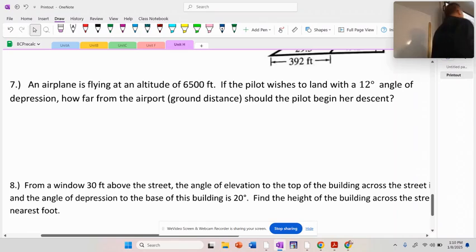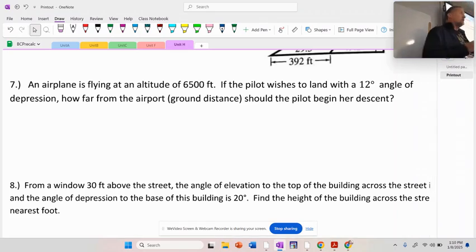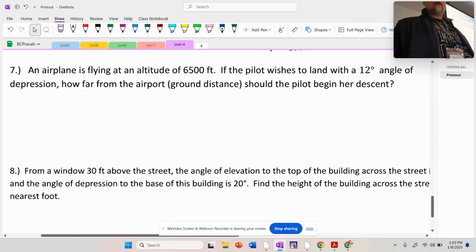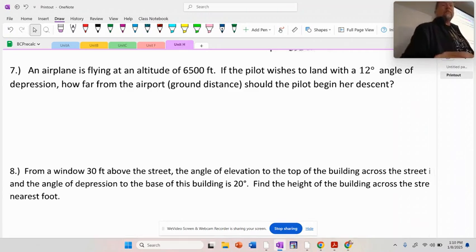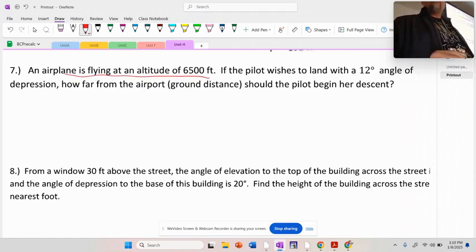So here's an angle of depression. Now there is something really tricky in this question. It caused me a pause. I didn't unfortunately look at this before doing the notes because I knew it'd be fine. I had to reread a couple times, and you're going to have to do that. Okay, but just make sure you understand that. An airplane is flying at an altitude of 6,500. Okay, I get it. You can draw an airplane. This is a really good one.